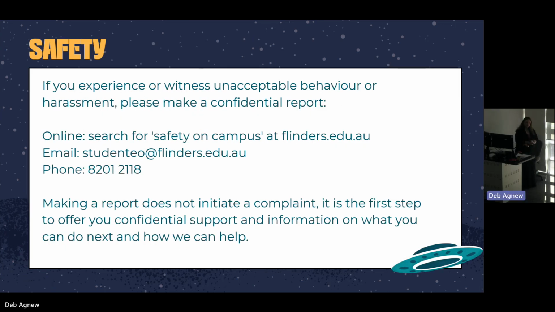We are very mindful of safety for our students and staff on campus, and if you are experiencing difficulty in any way that is affecting your safety, then you can absolutely let somebody know, and there are various ways to do that through our Safety on Campus at Flinders. You can also use the email address or the phone number there. And if you would like to make a report, you can. It's completely confidential, so that can then help you with what the next steps are.